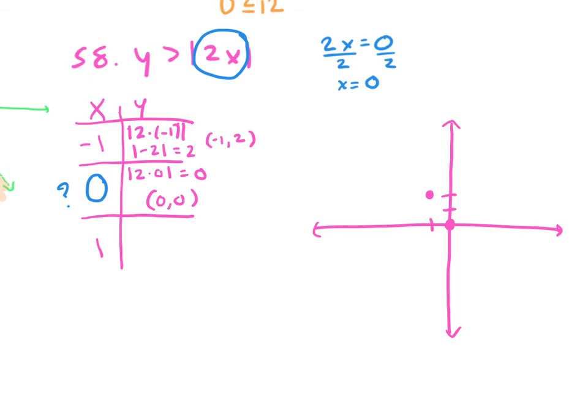What do we plug in next? So we have 2 times 1, which is just 2. So our point here is 1, 2. So we go to the right 1 and up 2.